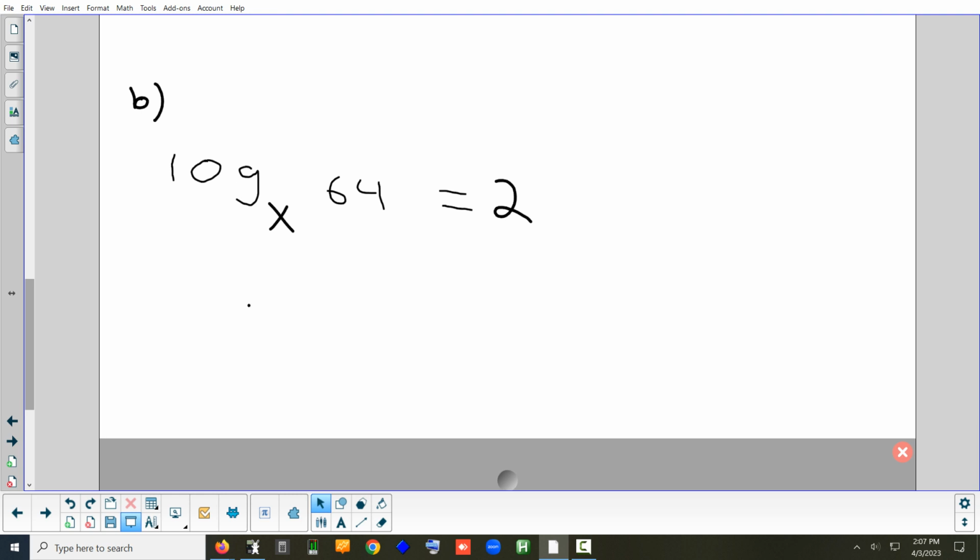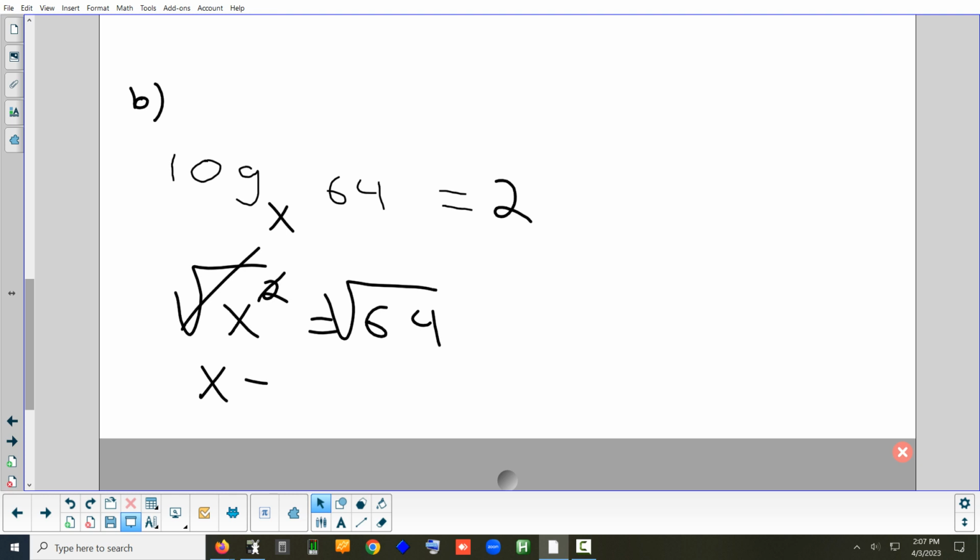It would be x to the second equals 64. Perfect. X to the second equals 64. Okay, so now we got to get x by itself. So how do we get rid of that power of 2? Yep, take the square root. Square and square root cancel each other out. And what's the square root of 64? 8. There we go.